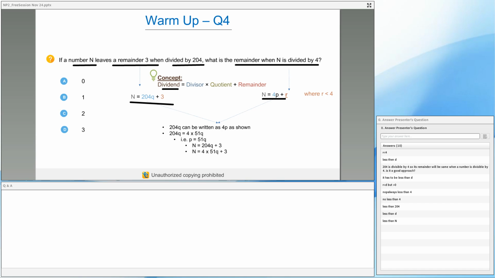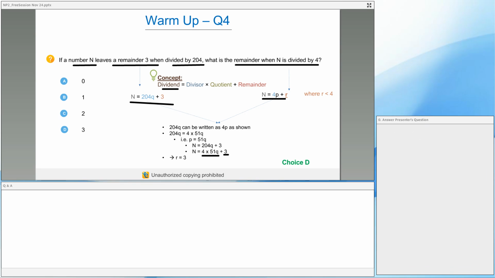So what is left? We are left with 3. Now this 3 is already less than 4, so obviously the remainder would be 3 in this case also. So 204q will be written as 4 into 51q and this 3 will be left as is. We can say this portion is divisible by 4, so I won't get any remainder. When 3 is divided by 4, the remainder would be 3 itself. Hence the answer in this case would be option D.